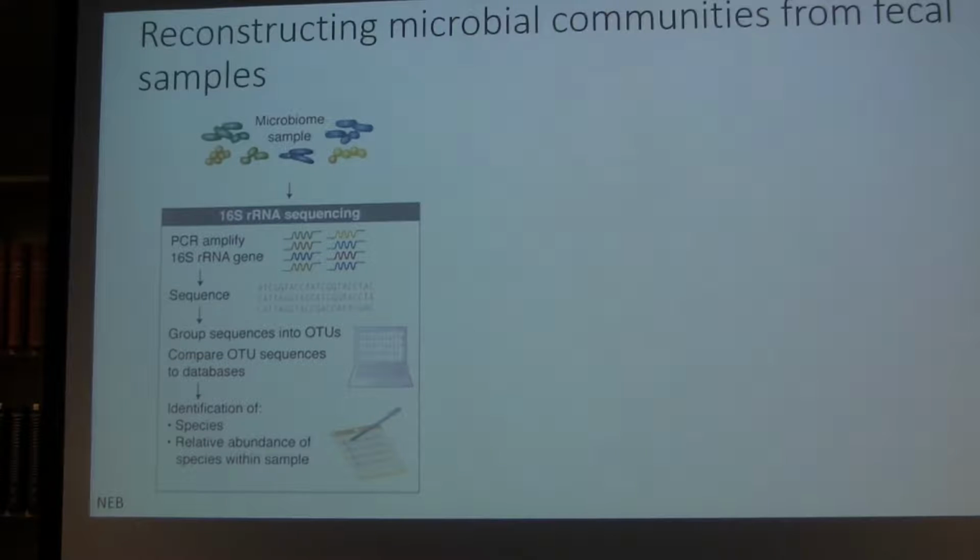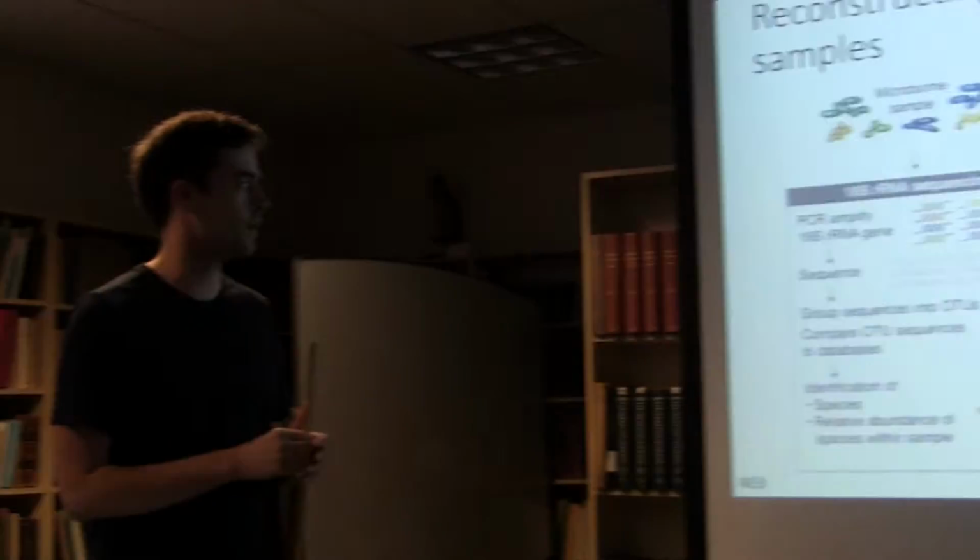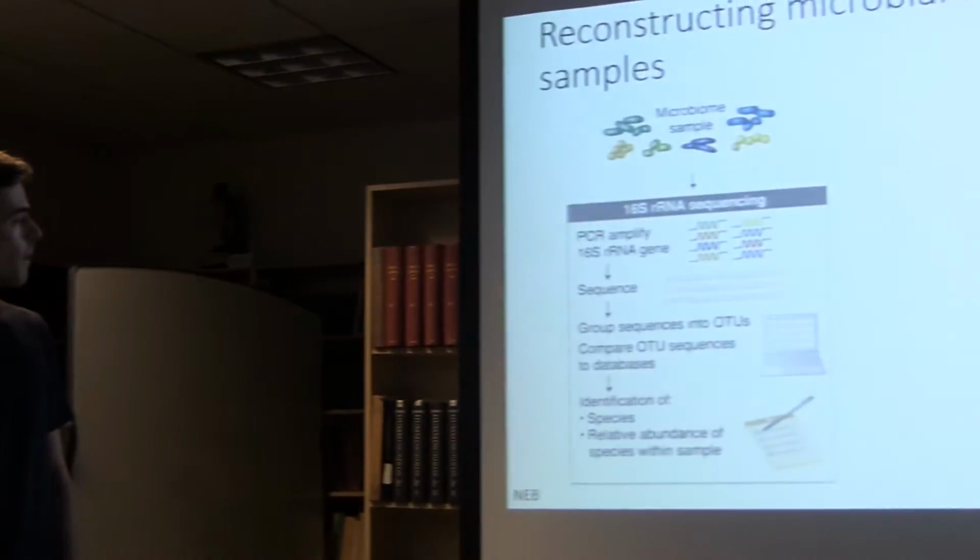So 16S ribosomal RNA is a universal gene in all bacteria. Every bacterium has at least one copy of this gene. And each bacterium has a slightly different copy, so it's a great phylogenetic marker that we can use to describe the diversity present in these samples.